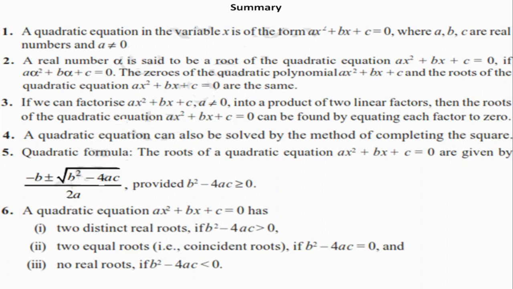And these are the three conditions. For distinct and real roots, b square minus 4ac is greater than 0. For equal roots, b square minus 4ac is equal to 0. For no real roots, b square minus 4ac is less than 0.